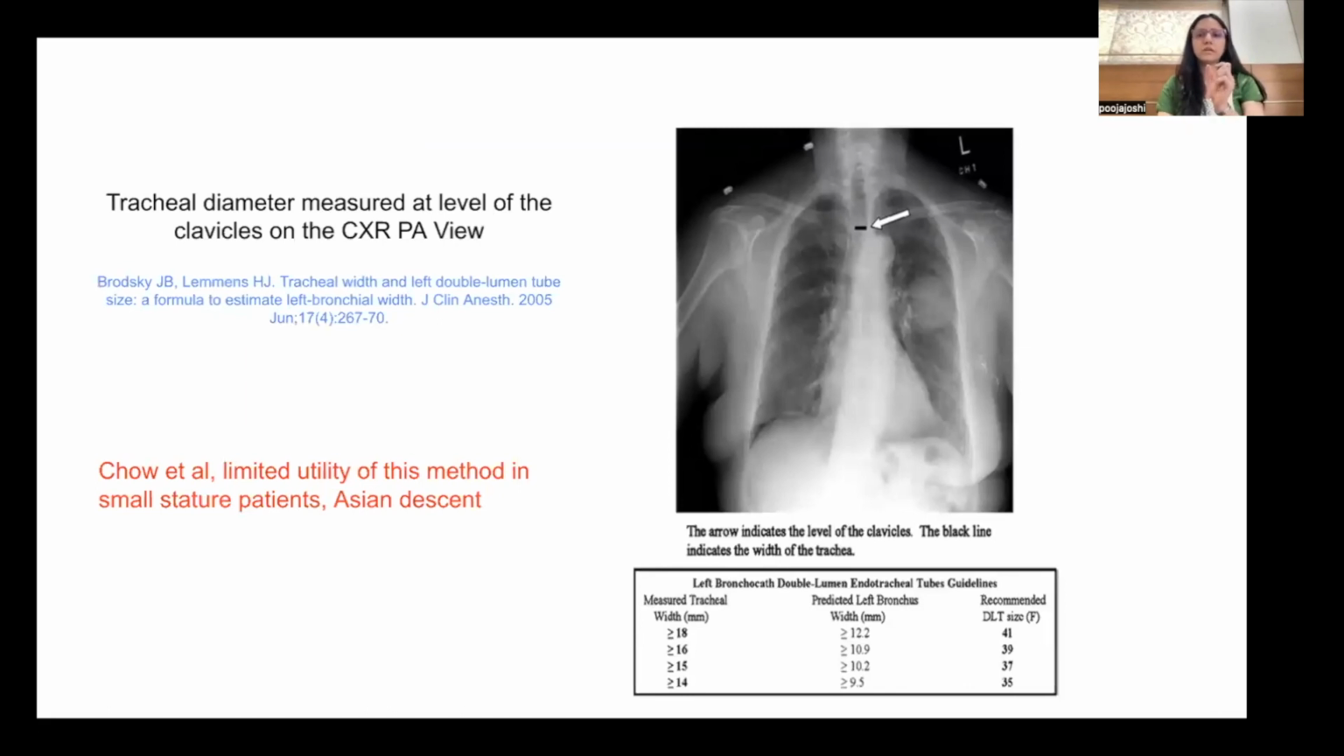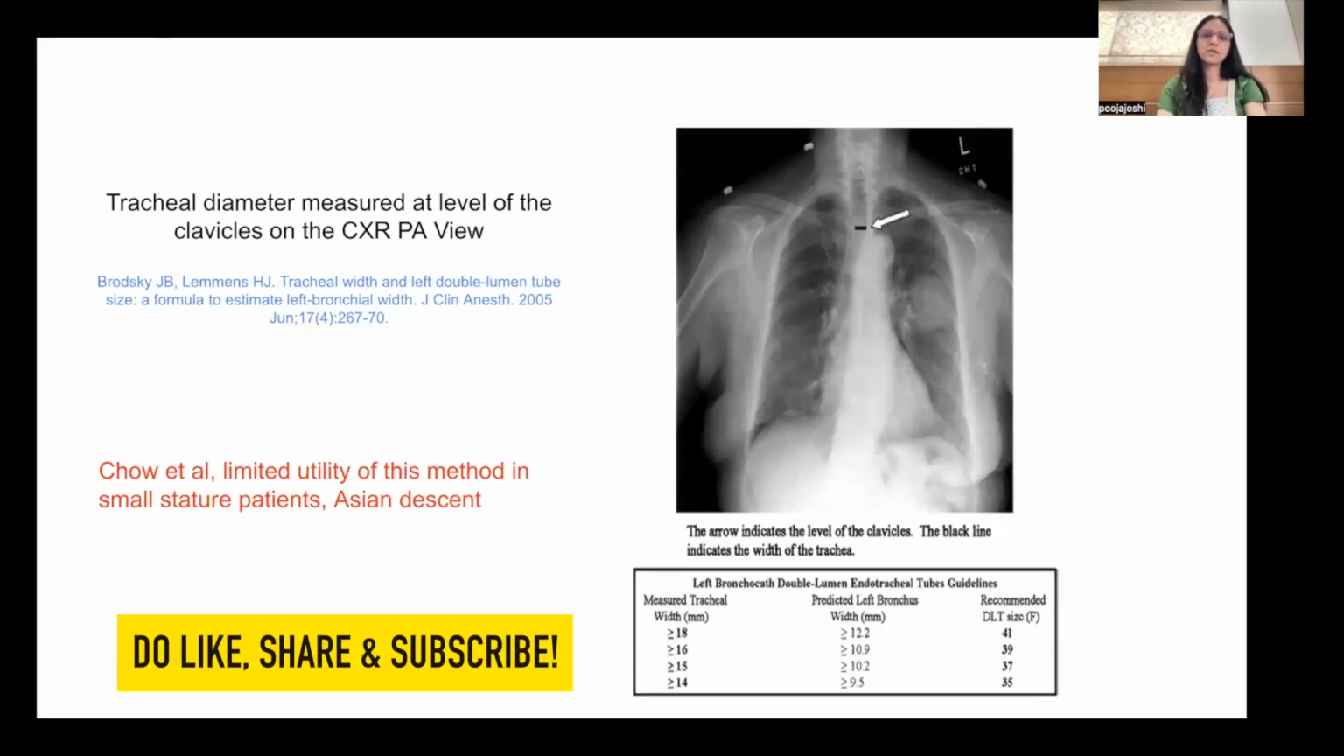But Brodsky and colleagues found it is better to measure the tracheal diameter at the interclavicular distance in the chest X-ray PA view, as you cannot always see the left mainstem bronchus to measure. So they found a correlation between the measurement of the tracheal width, and they predicted left bronchial width according to that, and they recommended the DLT size. But Chow et al. said this method is having limited utility in case of small stature patients with Asian descent.